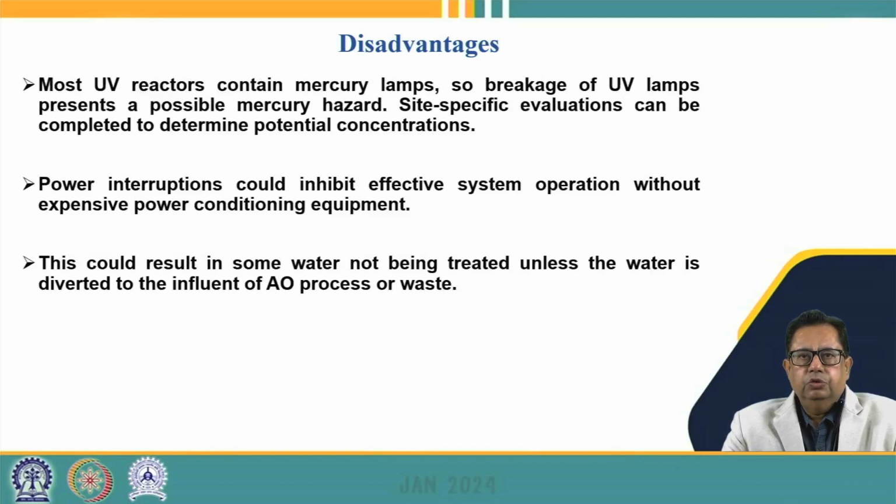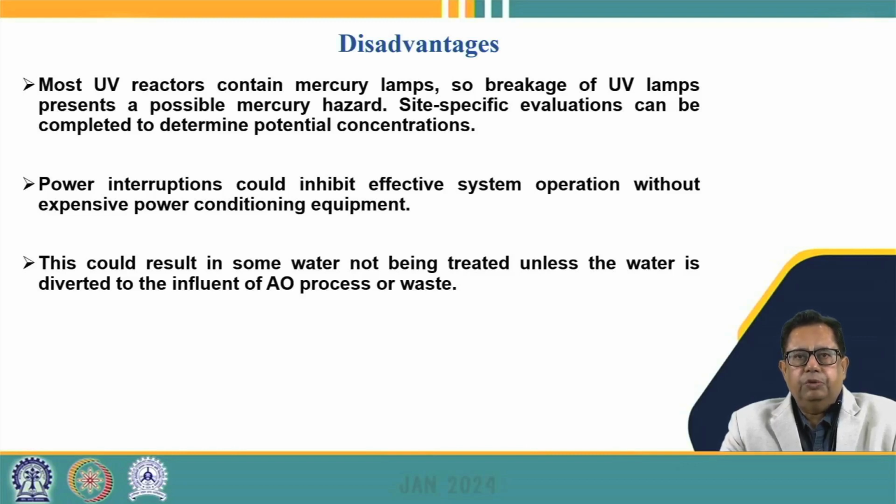Similarly, when we use the UV reactor, it is possible that the UV lamps may break, and they contain a very hazardous material, that is mercury, and this mercury may go into the water. So it is very important that when we are using UV lamps, we also see that there are no possible concentrations of mercury being leached into the water.